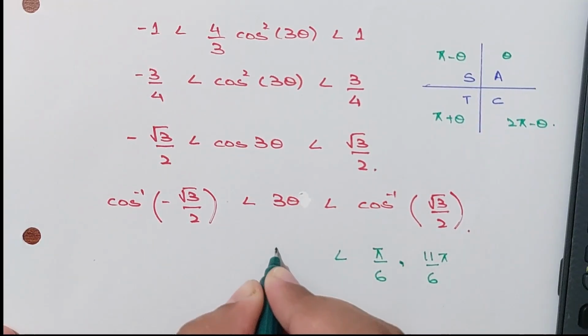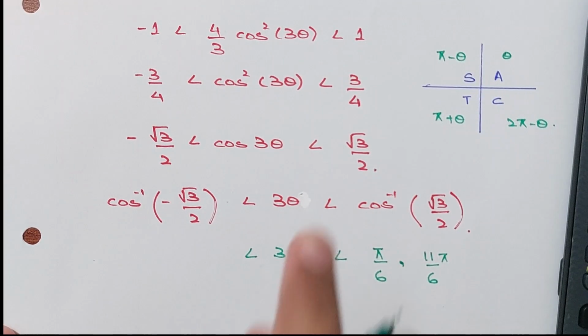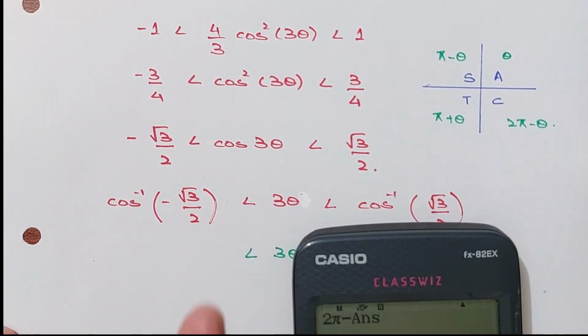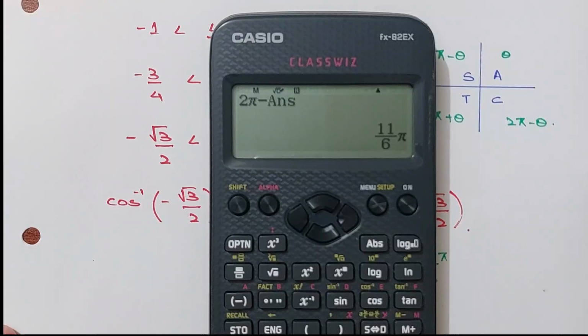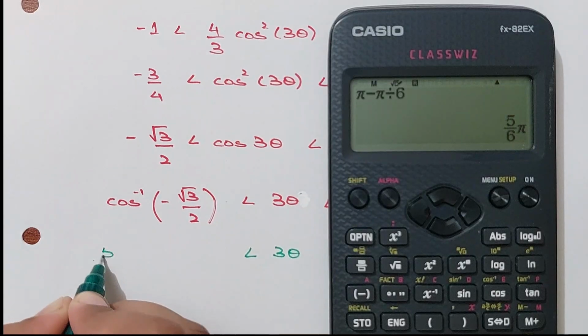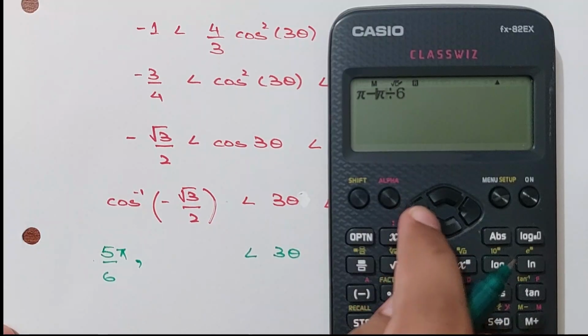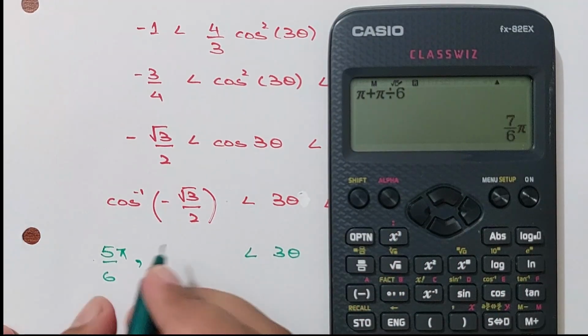So this is 3 theta. Okay, cos is negative in the second and third quadrants. So the reference angle for square root of 3 by 2 is again pi by 6. So we can do pi minus pi by 6, which is 5 pi by 6, and pi plus pi by 6 is 7 pi by 6.